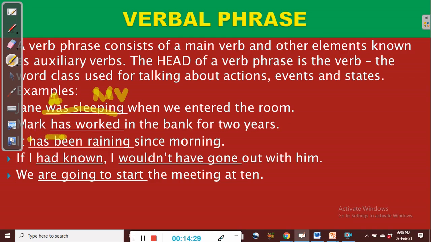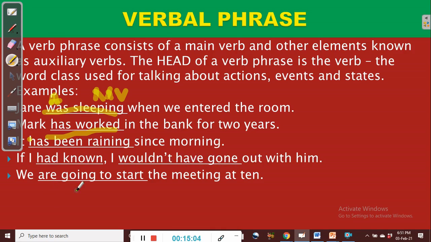Has worked is another verb phrase. Auxiliary verb is has, main verb is worked. It has been raining since morning. Has been raining is the verb phrase here. Has and been are auxiliary verbs. Raining is the main verb. If I had known, I wouldn't have gone out with him. Had known is the first verb phrase. Wouldn't have gone is the second verb phrase in this sentence.